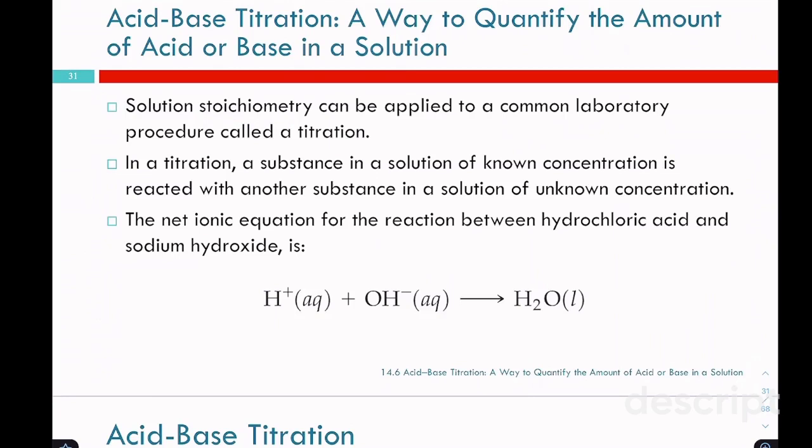So the net ionic equation for any acid-base titration is going to be this: H plus plus OH minus gives us H2O. And what we're trying to figure out is how much H plus do we need to add to neutralize however much OH minus is in the solution, or vice versa. Right? We'll know one of them, and we won't know the other, and we're trying to make all of it into water.